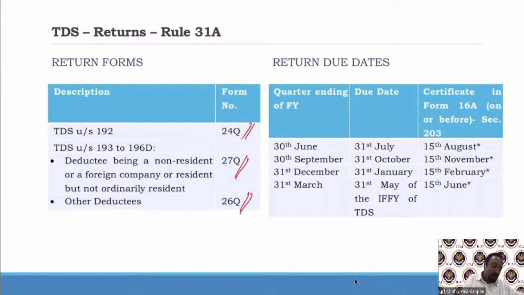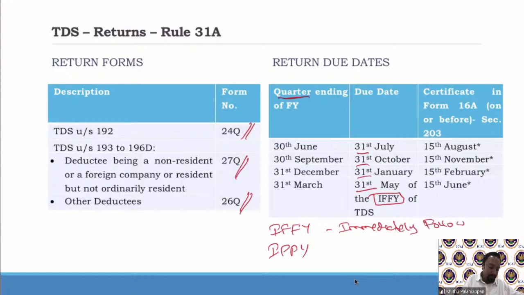You need to file quarterly. For every quarter, you need to file a return before the next month end. That is 31st July, 31st October, 31st January, and 31st May of the immediately following financial year. Like EP, it is IFI. We saw EP, the immediately preceding previous year. For IFI, it is the immediately following financial year. Okay, that is IFI.